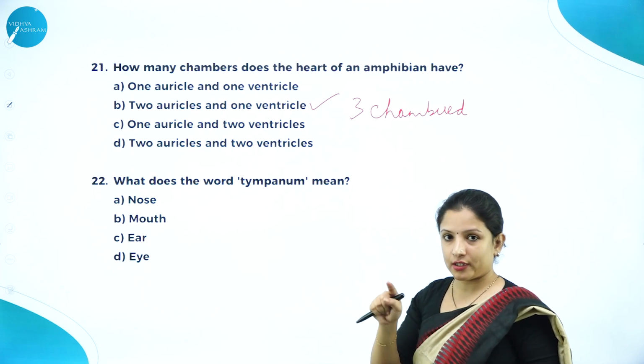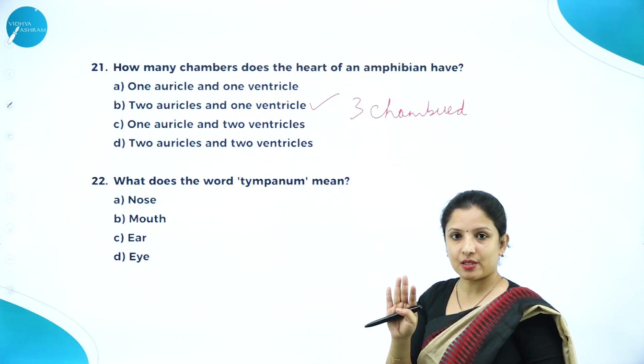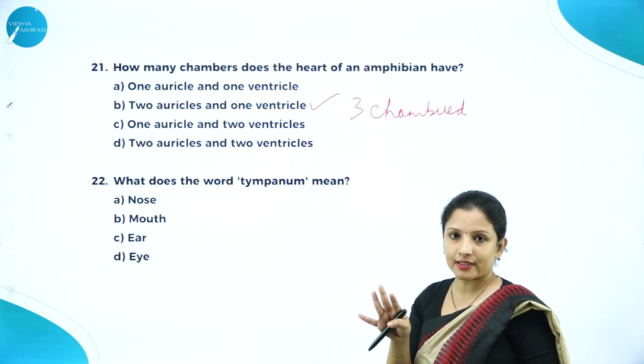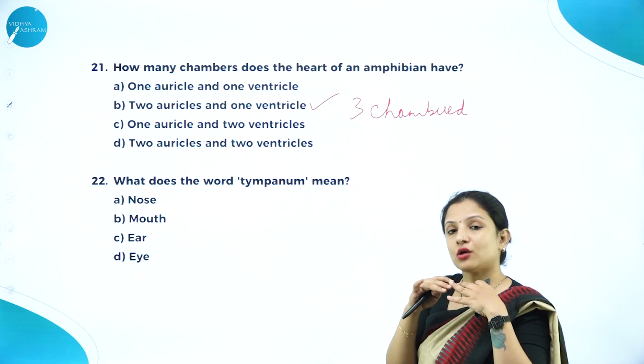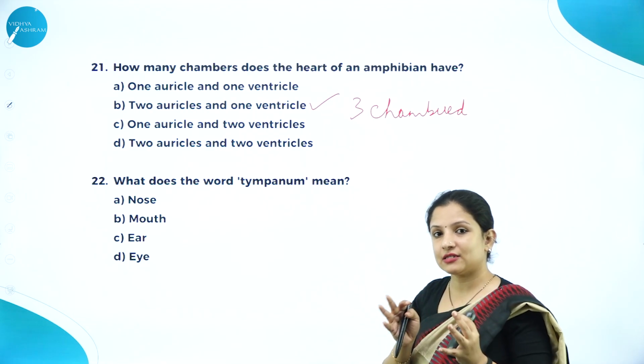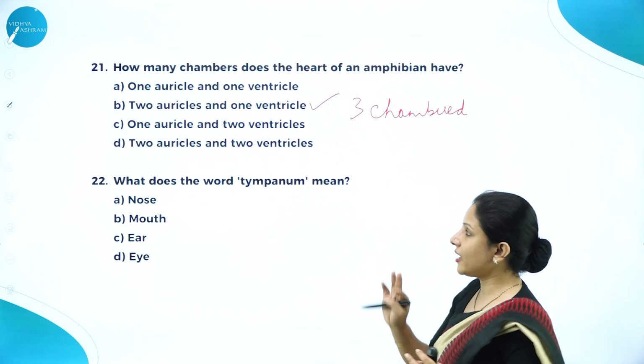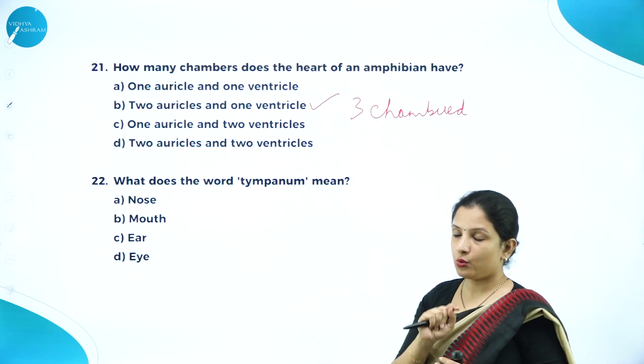But only crocodiles have a four-chambered heart. There is an exception in the case of reptiles. Only crocodiles have a four-chambered heart. Rest all the reptiles as well as the amphibians have a three-chambered heart having two auricles and one ventricle.